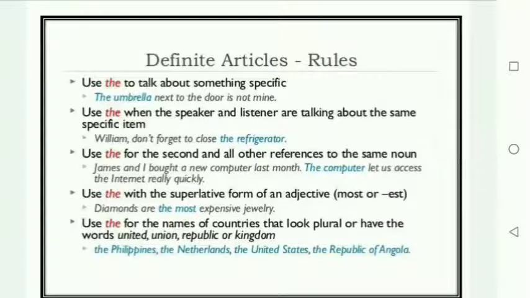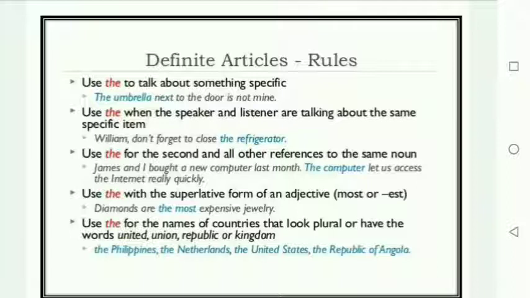Let's see the rules of the definite article, as we have been seeing from the past two slides. When we are talking about something specific, then we can use the. For example, the umbrella next to the door is not mine. The second use: we use the when the speaker and the listener are talking about the same specific item. It means when we are conversing on the same topic, then we can use the. For example, William, don't forget to close the refrigerator. Here both the listener and the speaker are talking about the same thing, so we are using the before refrigerator.